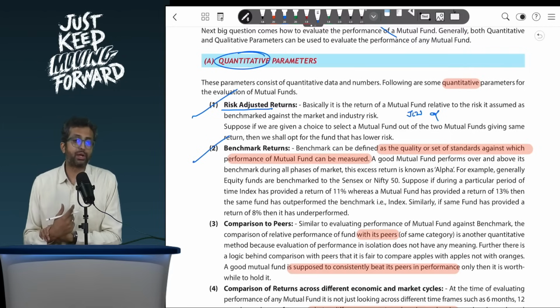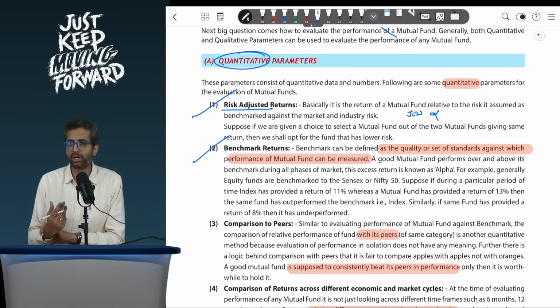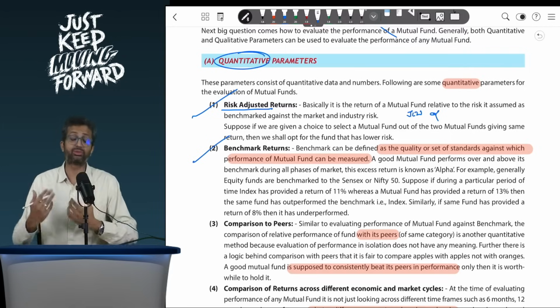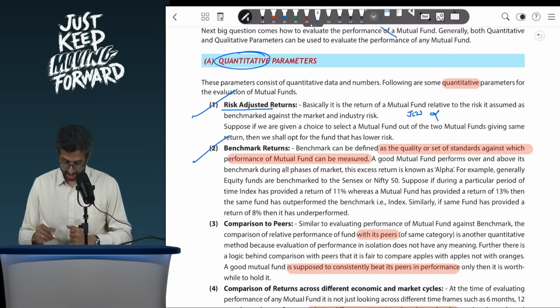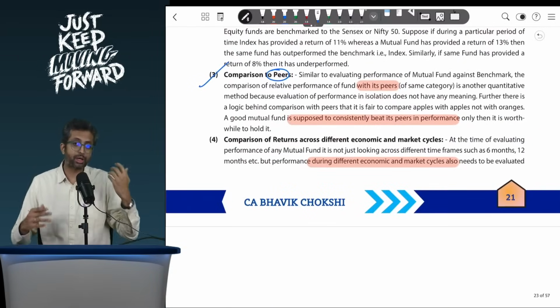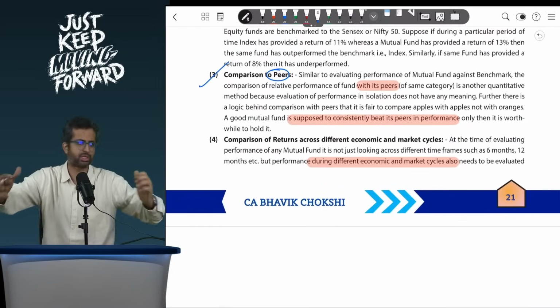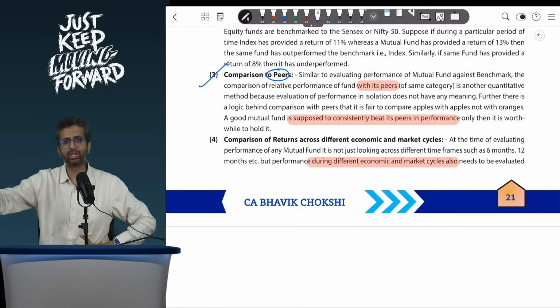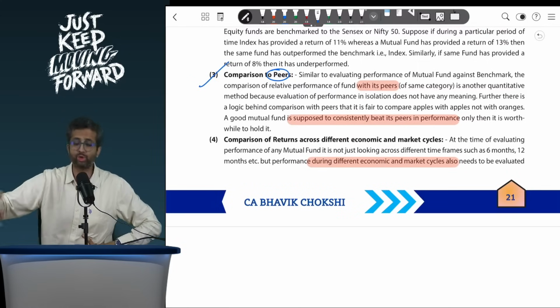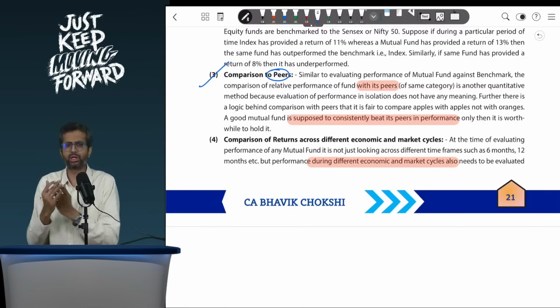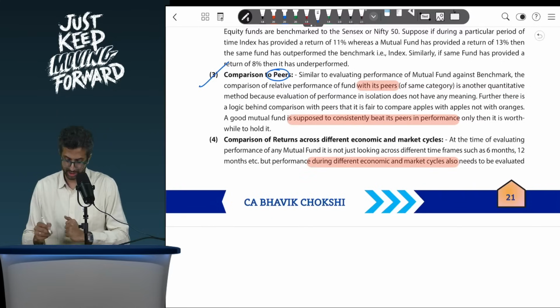Benchmark returns, you identify a benchmark like the Nifty, or if you are a bank fund, then the Bank Nifty, etc., and see how you are performing as compared to that benchmark. Comparison to peers. Well, remember, you are an investor, you have invested in a fund. If other peers are doing much better, then probably you should question the fund that what is the problem here, or why should you not shift to the other peers.